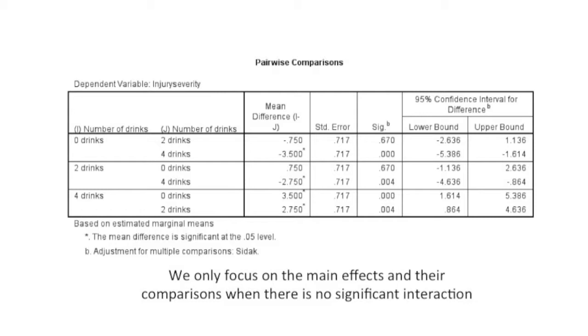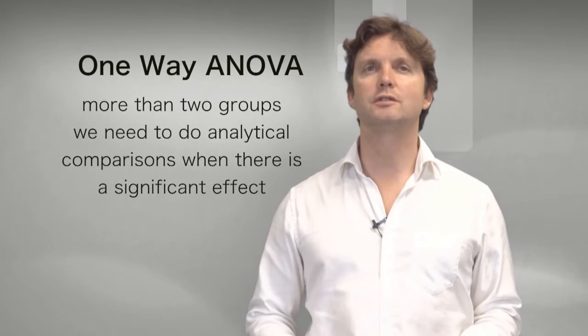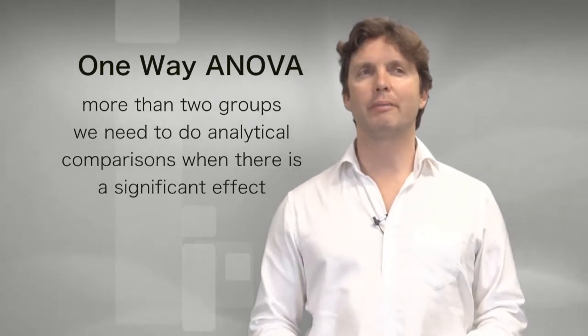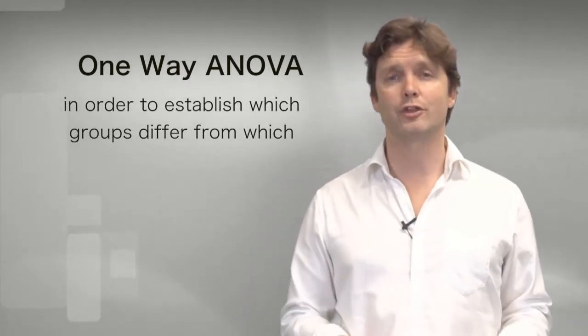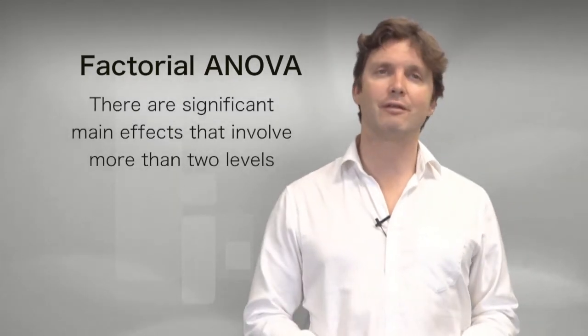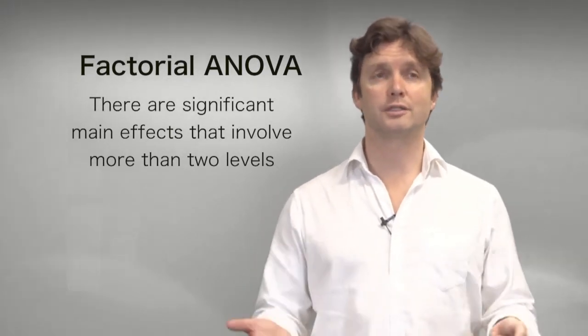Now, since I have Levene's test of homogeneity of variance, I can simply do a Sidak test, which is the preferred option. It's slightly more powerful than the Bonferroni test for analytical comparisons. So recall with a one-way ANOVA that because there's more than 2 groups, we need to do some form of analytical comparisons to see where the significant effect is in order to establish which groups are different from which. Now the same applies in a factorial between subjects ANOVA, when there's a significant main effect that involves more than 2 levels, as is the case here for drinks.